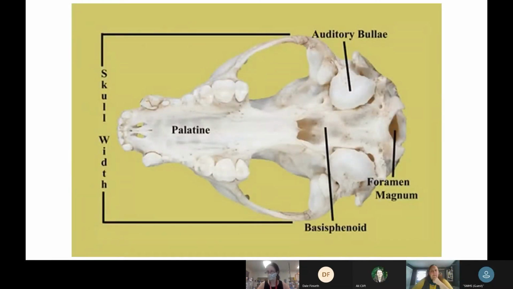So another one that I like to point out is the auditory bullae. That's where the animal's eardrum lives, and the bigger that auditory bullae structure is, the better hearing they have. And again, a lot of the predators have a much more pronounced structure there.